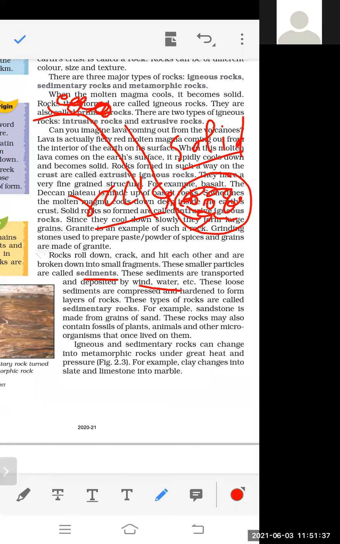So the sedimentary rocks are formed by the sediments carried by wind and water. When these loose sediments are compressed and hardened by the upper layers of rocks, the sedimentary rocks are formed. Like sandstone, yes, this is made up of grains of sand. Fossils of plants, animals, and microorganisms that lived on them also converted into the sedimentary rocks.